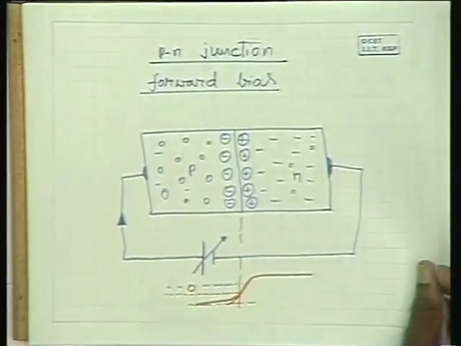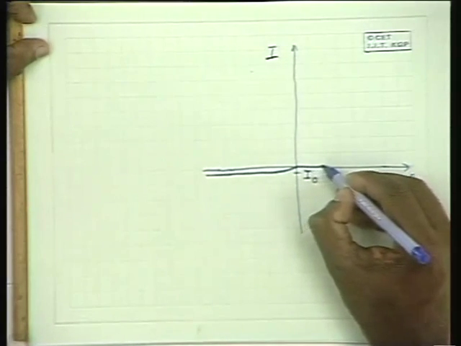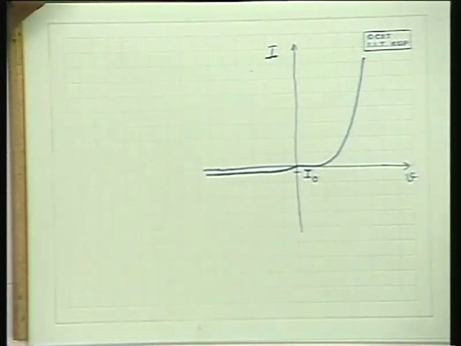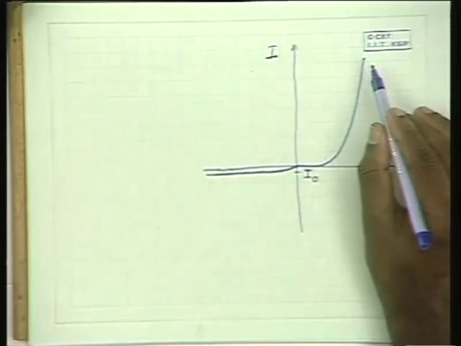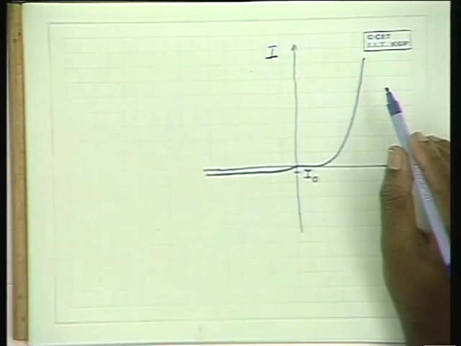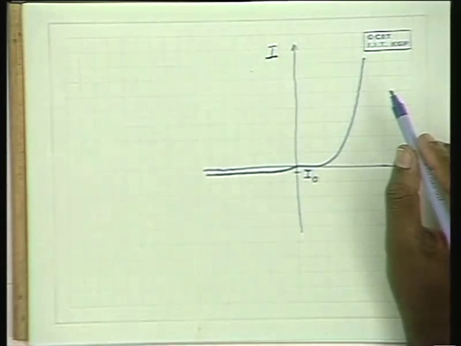Okay, so this is what happens, and if you look at the characteristics of the PN junction, you will find that the current increases in this fashion. Current increases exponentially against voltage. As voltage increases, current increases, and this time with positive voltage you have positive current going into it. So this kind of biasing is known as forward biasing, because the junction is biased in the forward direction.